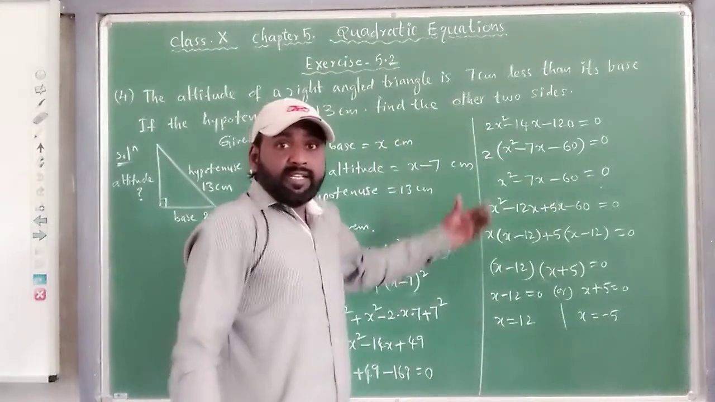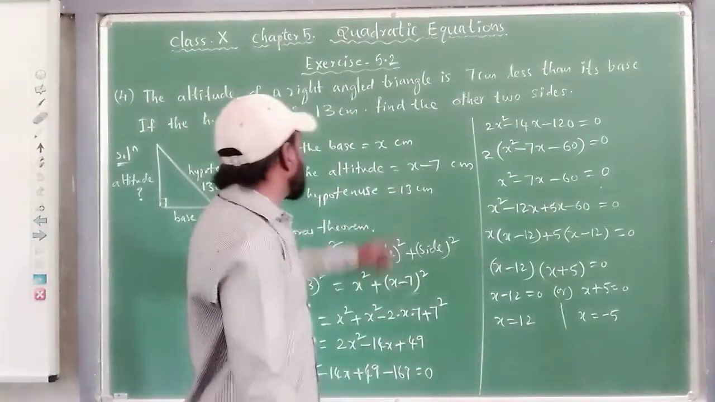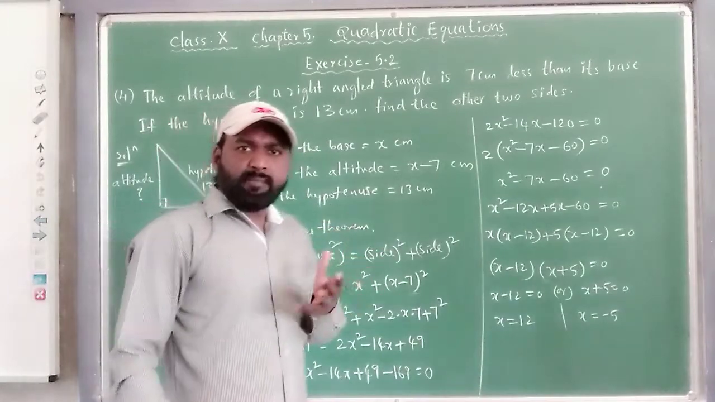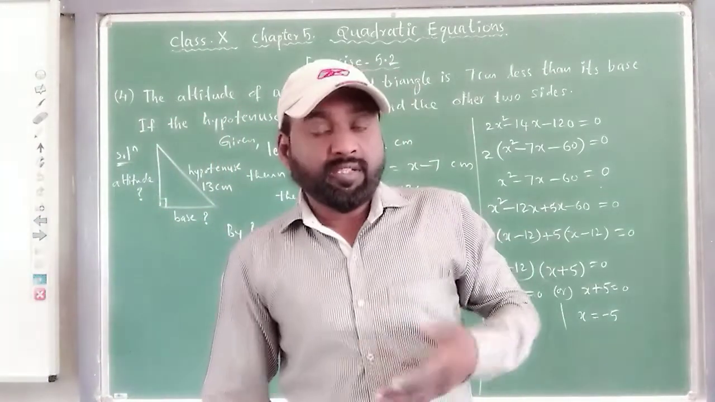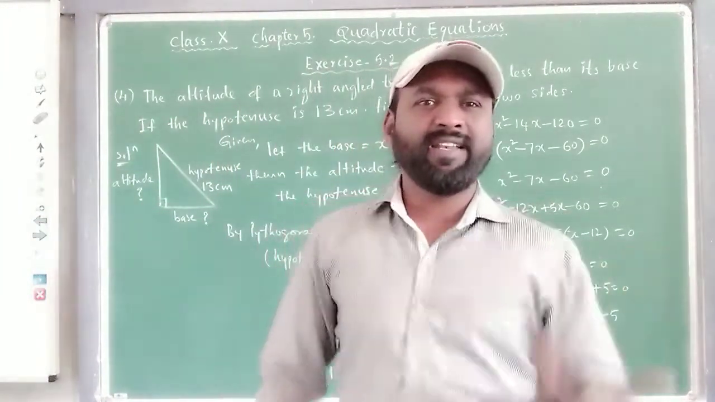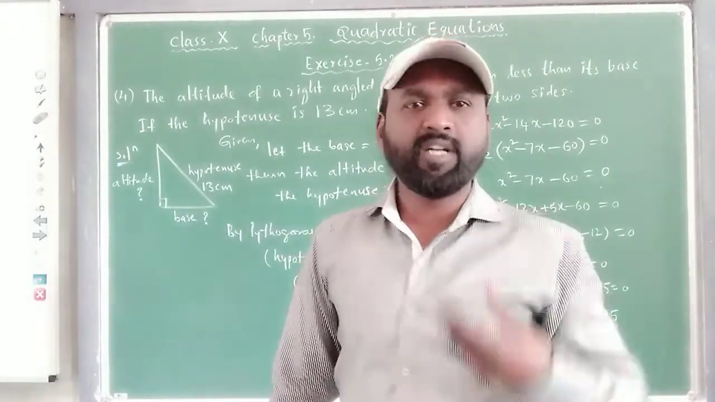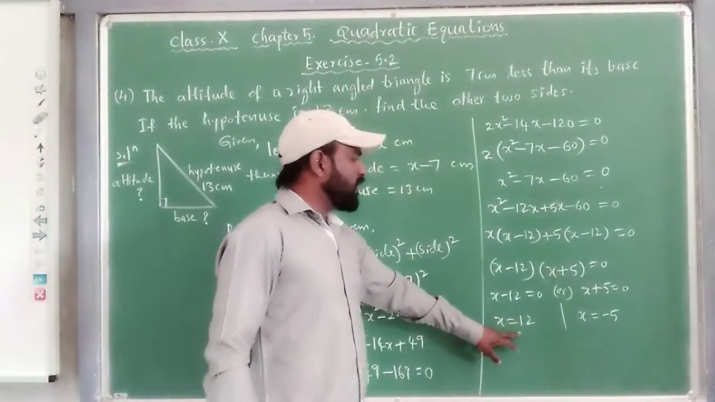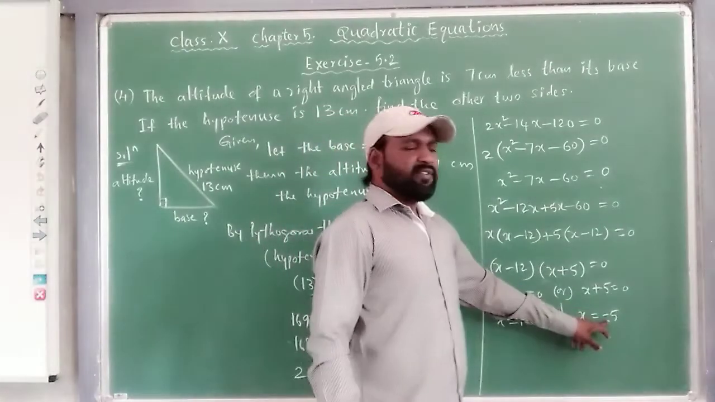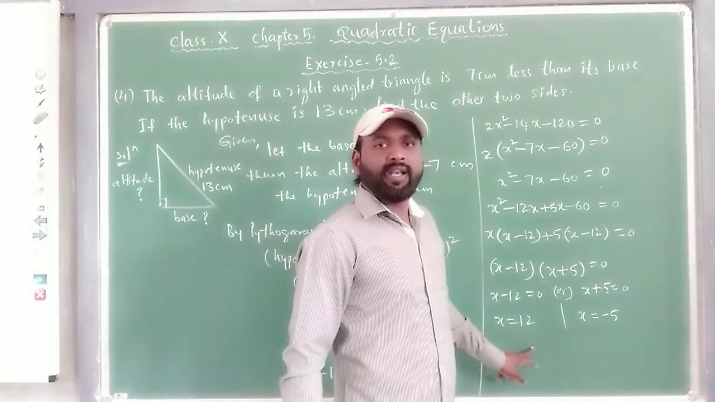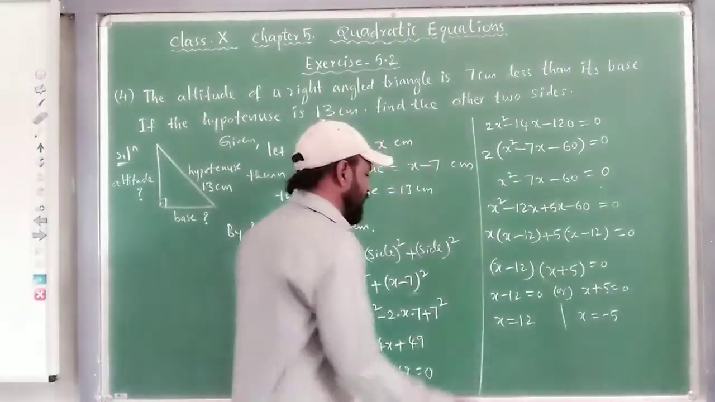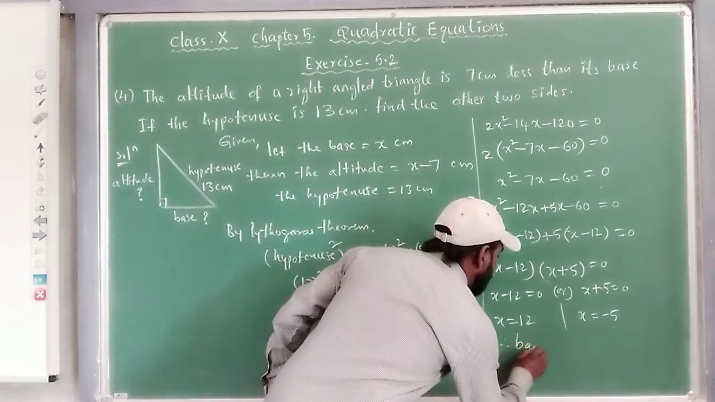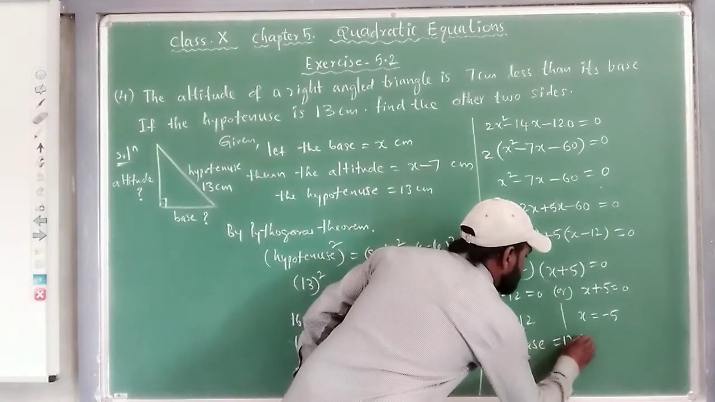So here x is what we actually assumed as the base. Base means it's a measure of a triangle, right? The triangle measure cannot be negative. So that means we have to take only the positive one. Which is the positive one? 12 is the positive one. Minus 5 is a negative one. So we have to take 12 as the base of the triangle. Therefore, base is 12 centimeters.